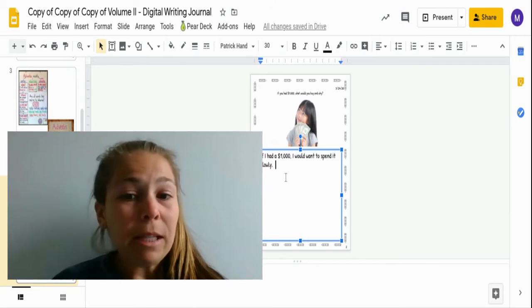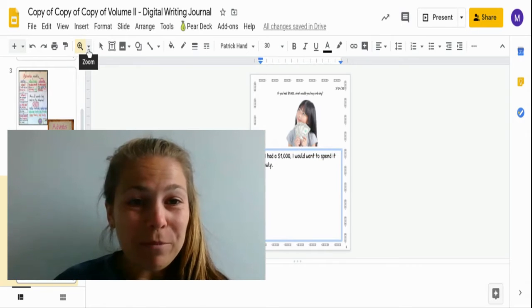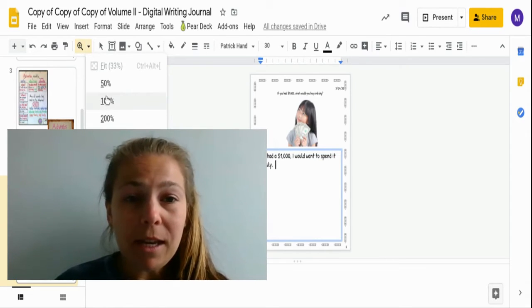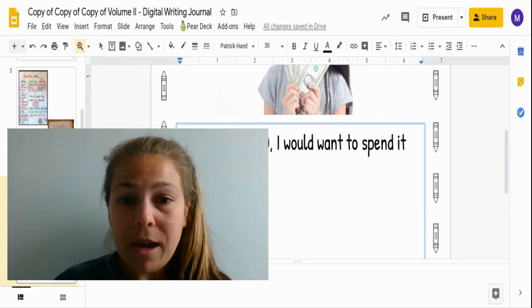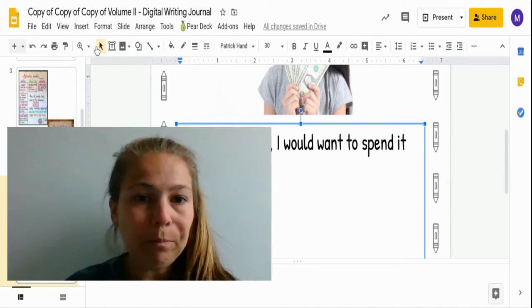So I don't want to spend this fast because then I'm not going to have the money for a very long time. So I'm thinking, trying to be conscious of my money. So I'm just zoomed in so you can see my sentence a little bit better.